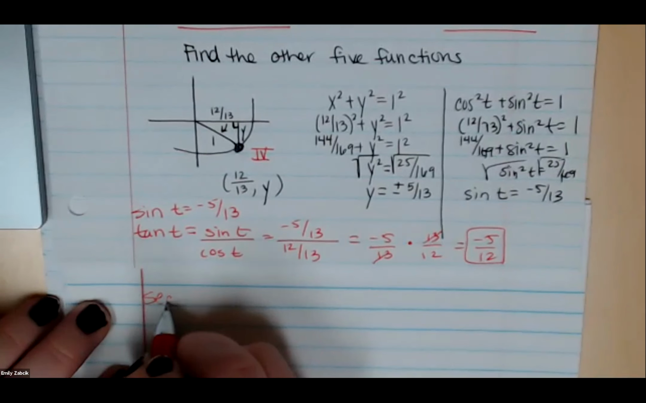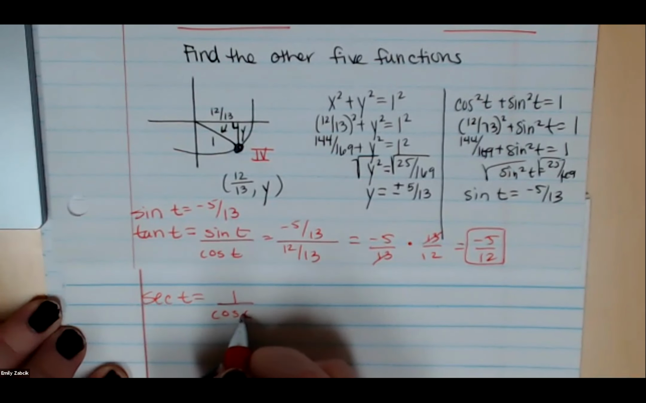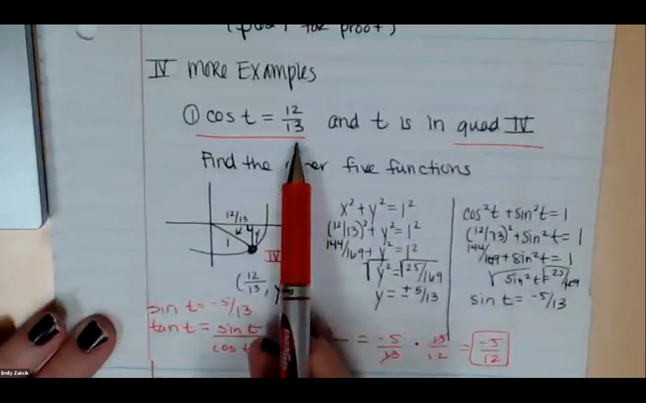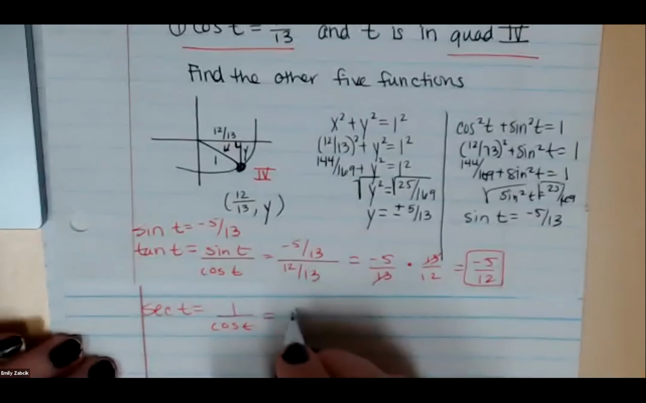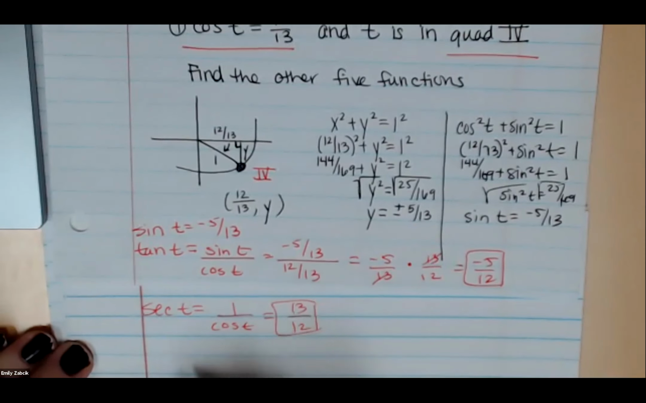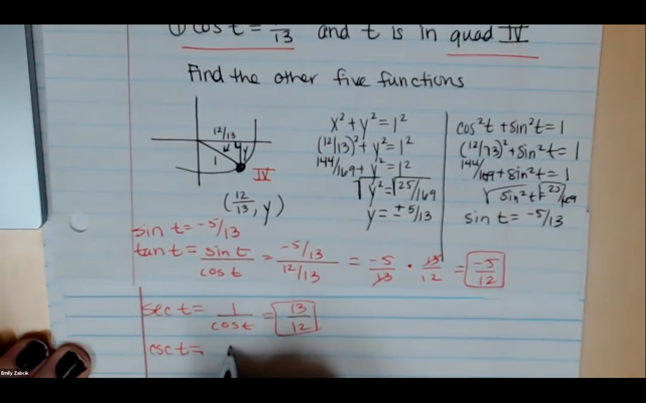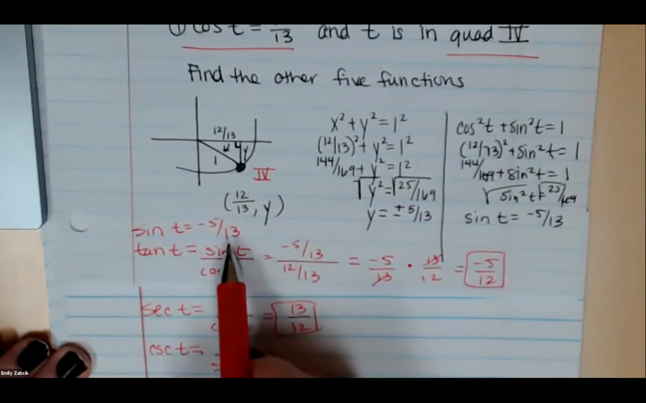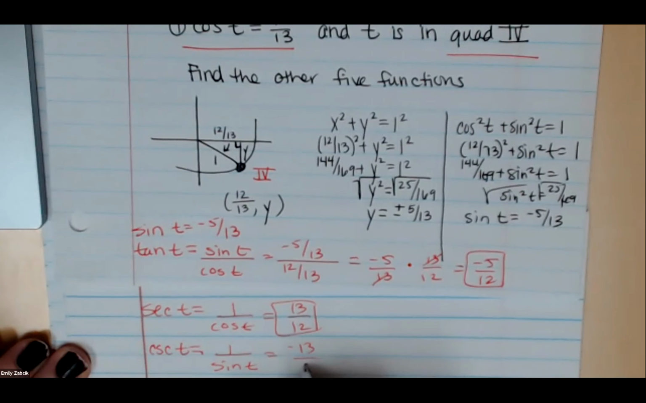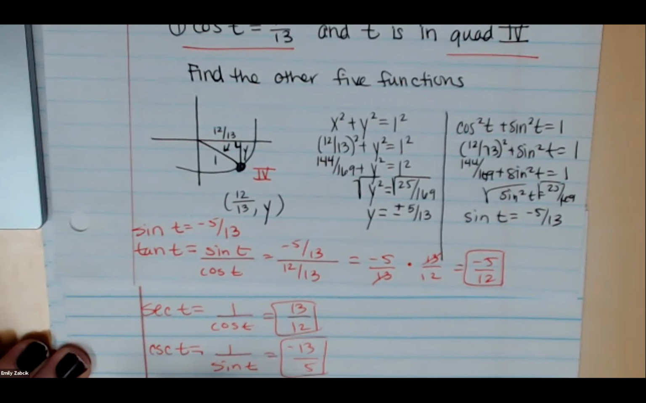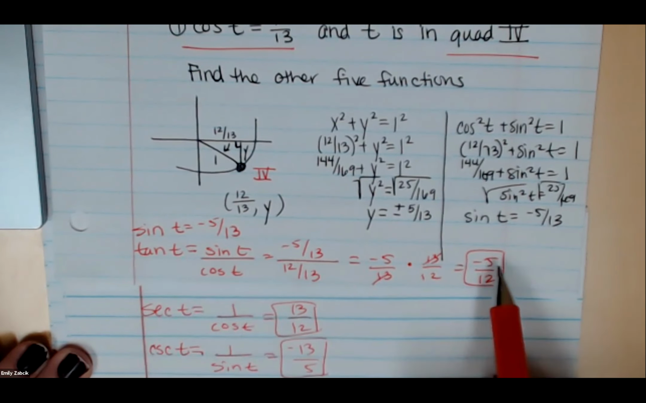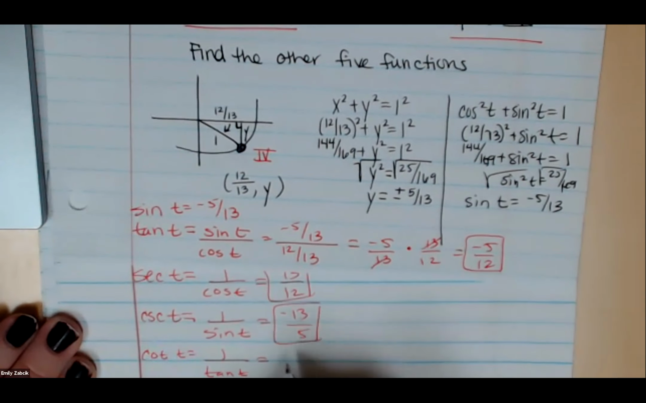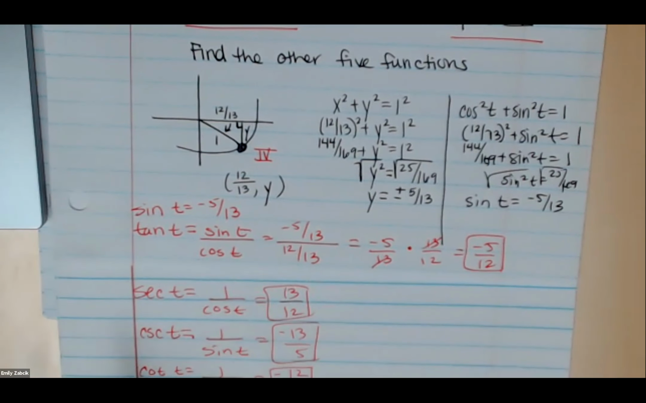And so let's see, secant is equal to 1 over cosine. Cosine was 12 over 13. That means secant is going to be equal to 13 over 12. Cosecant is 1 over sine. Sine was negative 5 over 13, so this gives me negative 13 over 5. Cotangent is 1 over tangent. Tangent was negative 5 over 12, and so this gives me negative 12 over 5. And so you can see these three fell out really nicely as we worked through this.